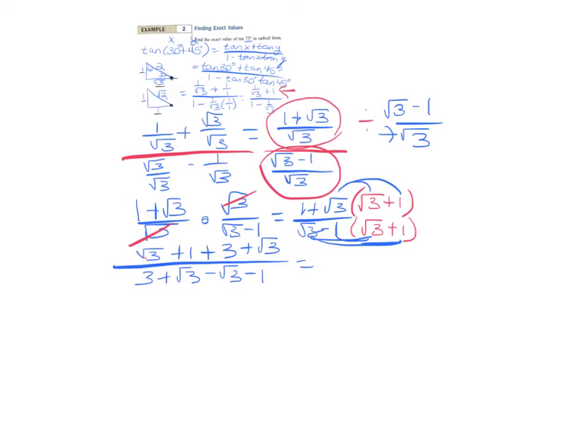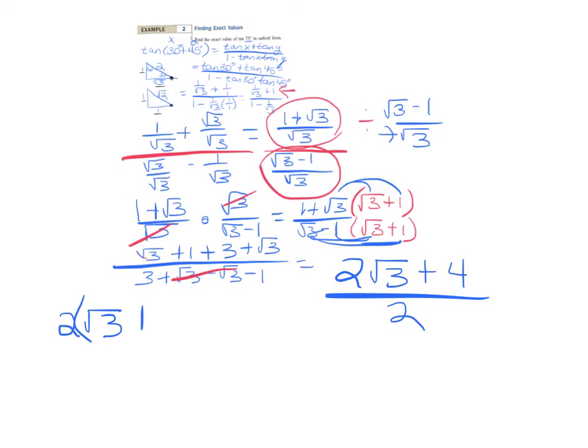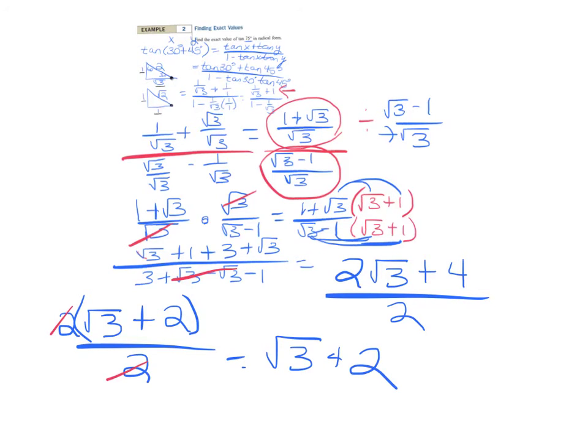So our final answer, collect what we have on top. I've got 2 square root of 3 plus 4 all over, right here these two cancel out, all over 2. Notice we can take out a 2. 2 square root of 3 plus 2 all over 2, so that I can cancel these. My final answer is the square root of 3 plus 2.